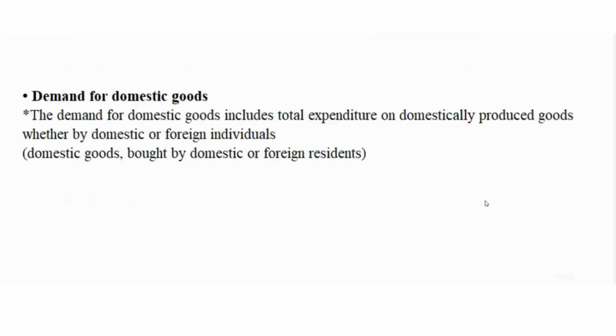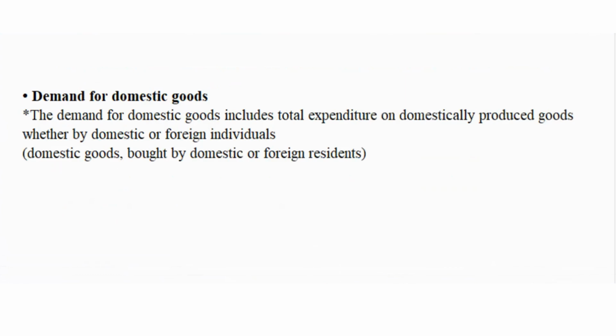So now, how is this different for demand for domestic goods? Like we said, domestic demand for goods are domestic or foreign goods demanded by domestic residents. Now, the demand for domestic goods includes total expenditure on domestically produced goods, whether by domestic or foreign individuals. So this is all domestic goods that are bought by domestic or foreign residents.